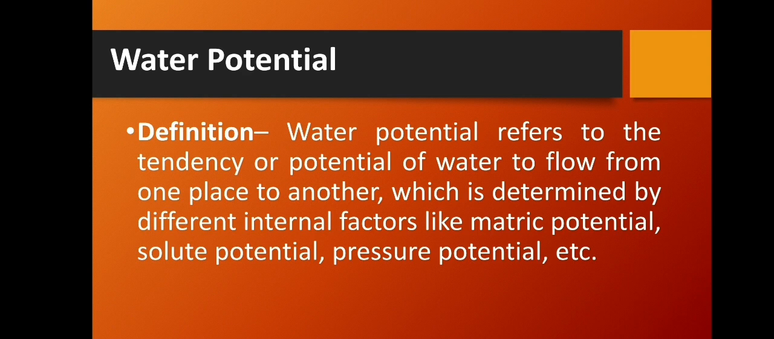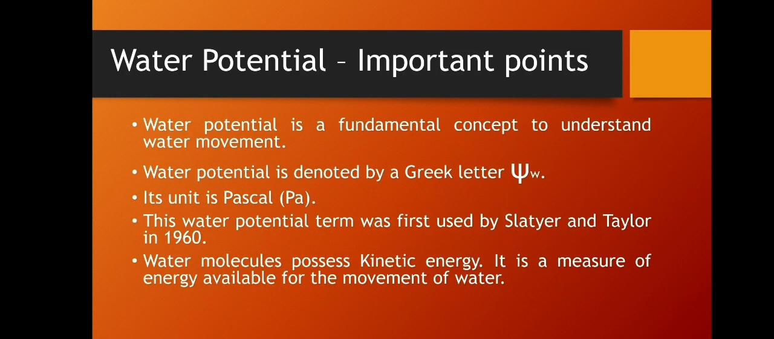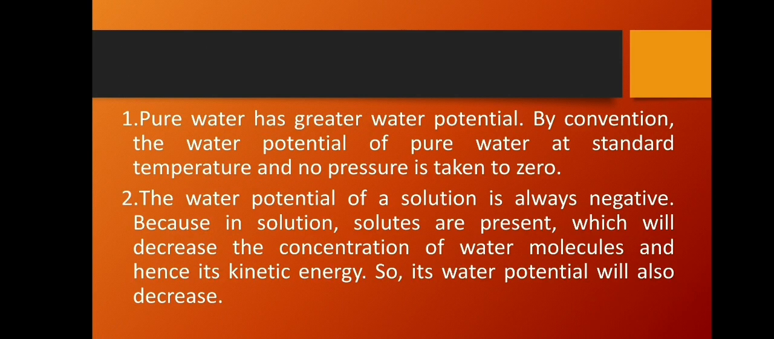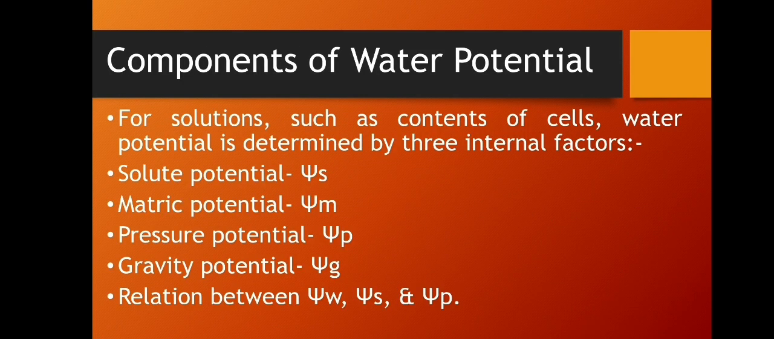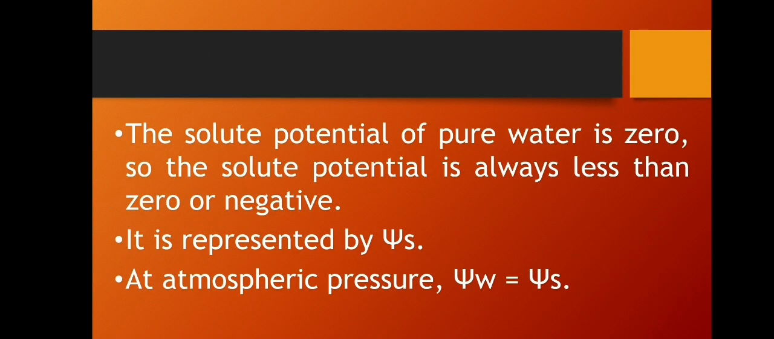Then what is water potential? It is the potentiality of water to flow from one place to another. The water potential of pure water is always 0. Its unit is Pascal, and it is denoted by psi W. This term was first used by Slatyer and Taylor. Pure water has 0 water potential, and water is a solvent, and it always moves from its higher concentration to its lower concentration. Then components of water potential are solute, matrix, pressure, and gravity potential.